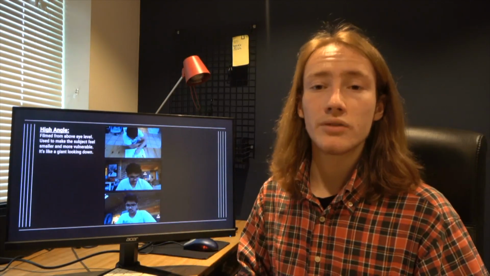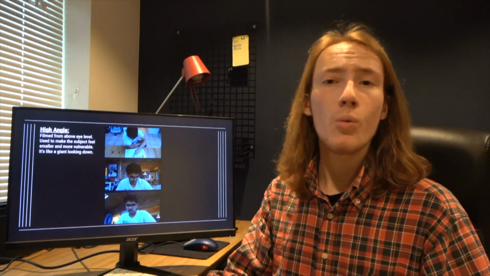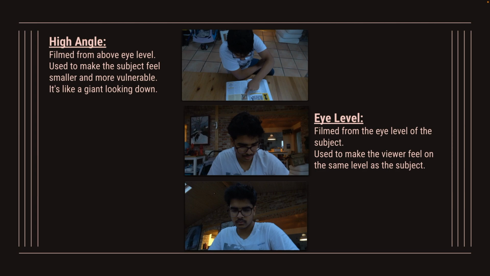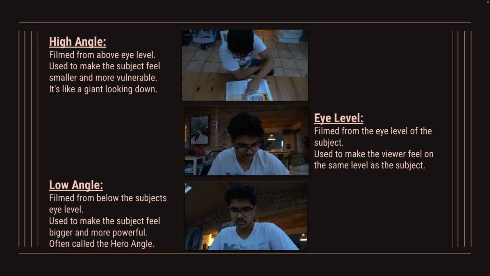If the high angle is from above the eye level, what do you think is on the eye level? Well, it's the eye level shot. It's filmed from the eye level of the subject, used to make the viewer feel on the same level as the subject. And here you just see the character's expression. Now this final one, what's the opposite of a high angle shot? It's a low angle shot, filmed from below the subject's eye level, used to make the subject feel bigger and more powerful, often called a hero angle.